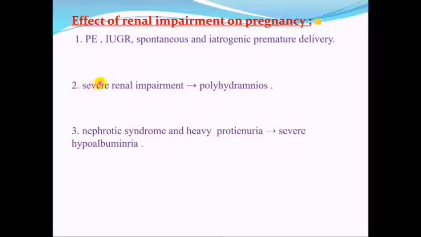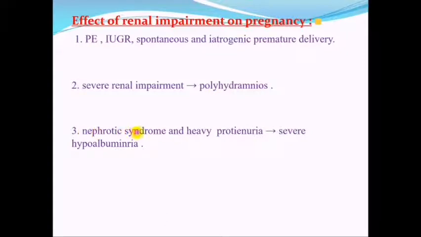They found that patients who have severe renal impairment are more liable to have polyhydramnios during pregnancy, with all the complications associated with polyhydramnios like malpresentation, cord prolapse, cord presentation, and increased risk of cesarean section, especially associated with malpresentations. And usually the polyhydramnios is mainly due to fetal polyuria in response to the high osmotic load from increased maternal urea.